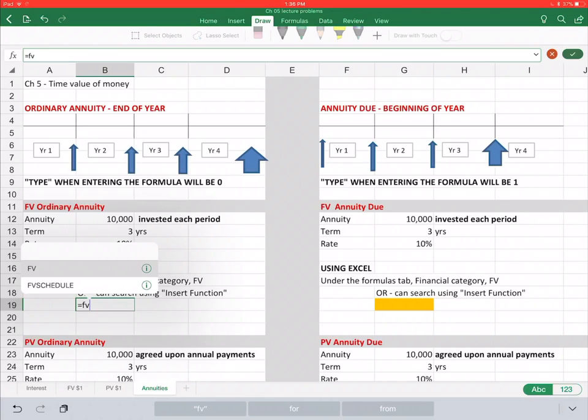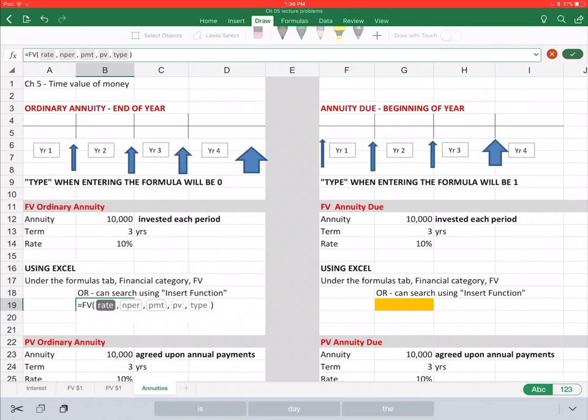FV stands for future value. That is what we are trying to solve for. In this instance, Excel prompts us for the data that is needed for the calculation. Our rate is 10%. Our number of periods is 3, and remember that the number of periods is not necessarily years, it's how many compounding periods, but in this example, there are 3 years and we only compound once per year, so the number of periods is only 3.